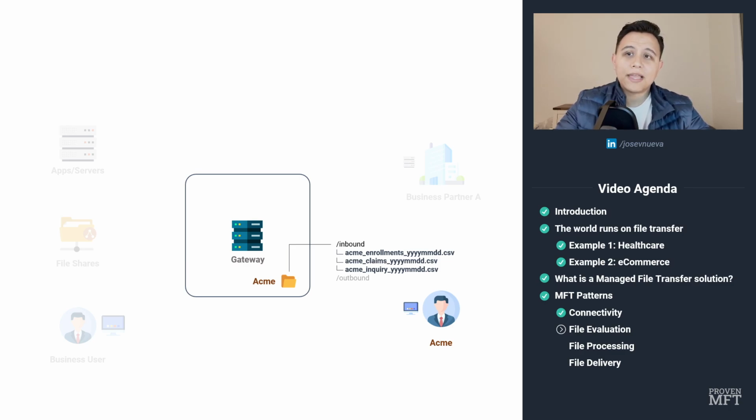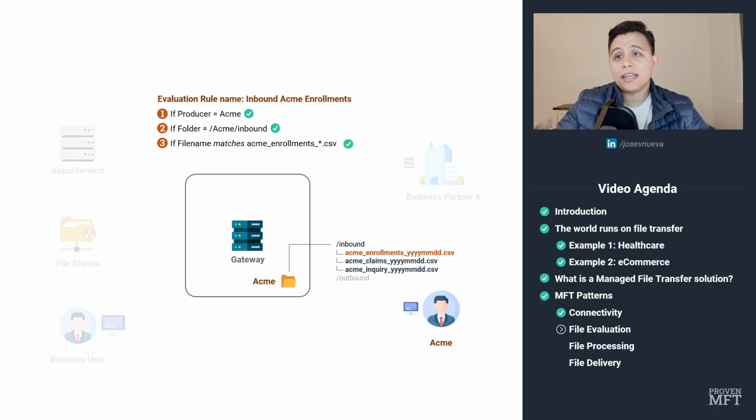The first file has the name Acme enrollments, a date timestamp.csv. The second file has the name Acme claim, again, date timestamp.csv. And the third file has a name of Acme inquiry, date timestamp.csv. So our first rule would read something like this.